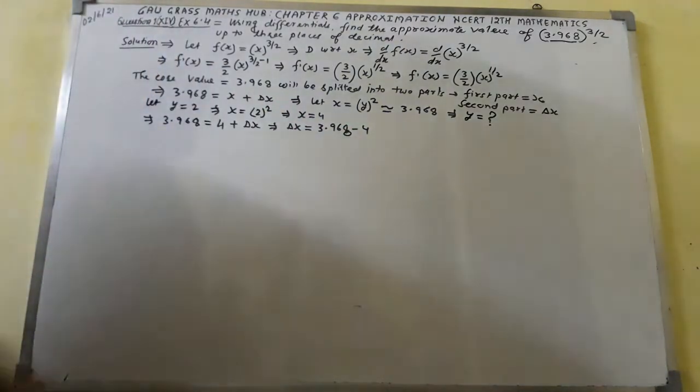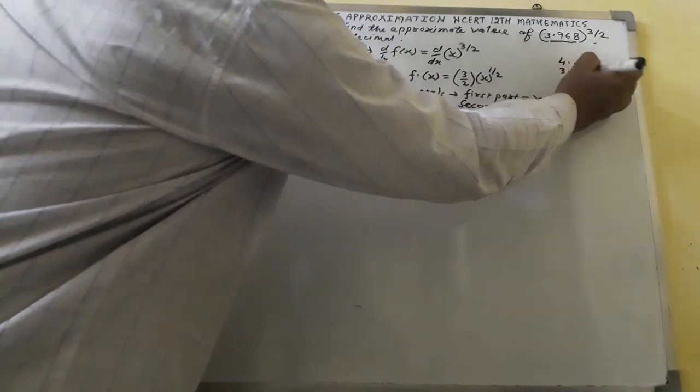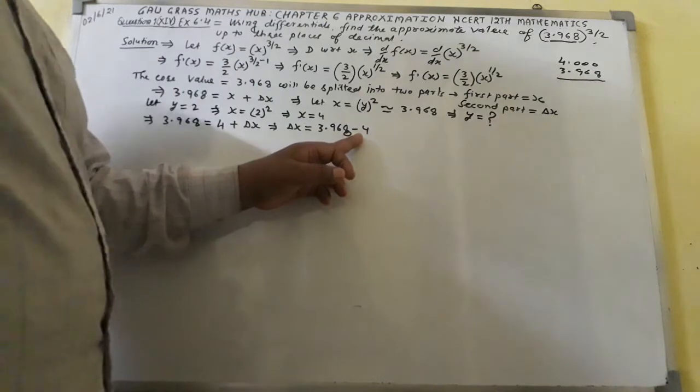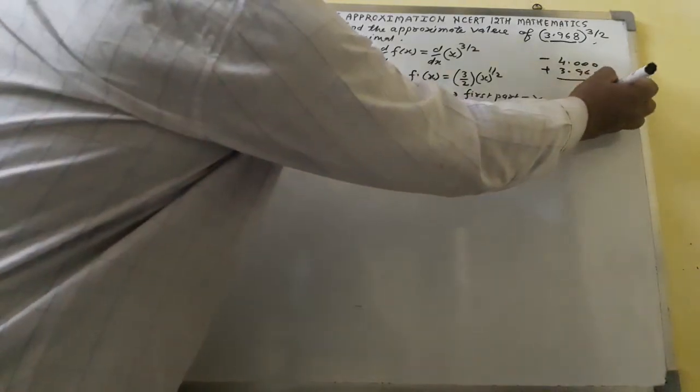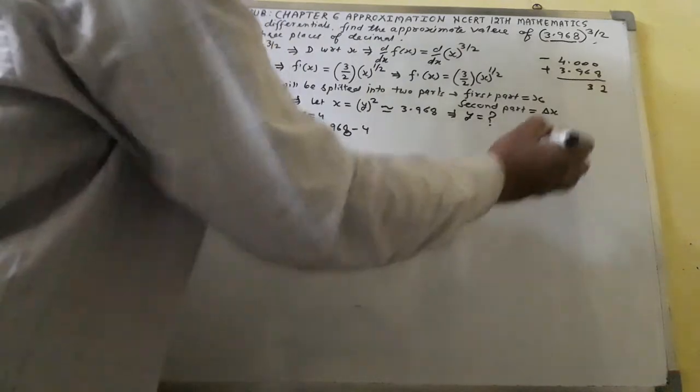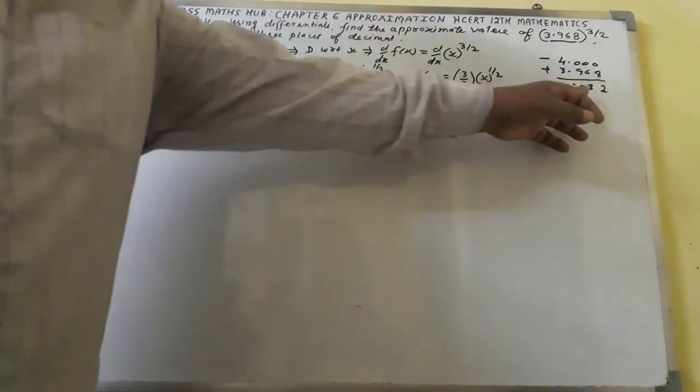So what to do here? Subtract here 4.000. Here I shall write 3.968. What to do here? Here the sign will be of the greater value. Here write minus. What to subtract this one? Here you will get 2, isn't it? Here you will get 3. Here you will get 0. Here you will get 0.